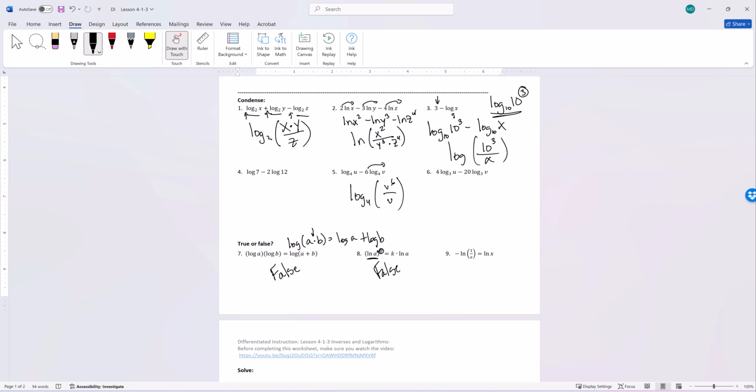And then for this one, is there any way that I can make it the same? So I'm going to get negative ln. I can bring that x to the top, so I get x to the negative 1. Well, then I can move that negative 1 to the front. Negative times a negative is a positive, and so they are the same, so therefore it is true.